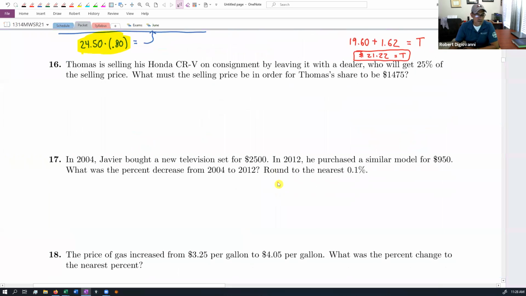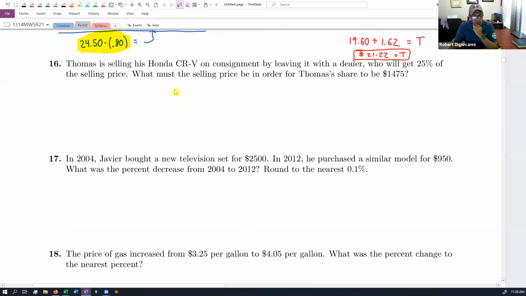All right, so Thomas is selling his Honda CRV on consignment by leaving it with a dealer who will get 25% of the selling price. What must the selling price be in order for Thomas's share to be 1,475? Okay, this is a somewhat complicated problem.